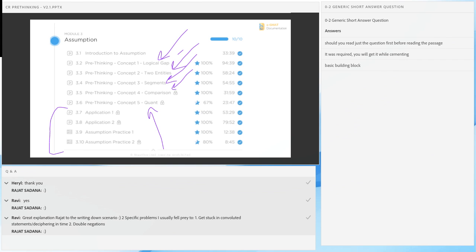Now, should you read the question stem before reading the passage? It's completely up to you. Once you build the mental ability to comprehend more information, then yes, you should read the question stem because it does save you about 5 to 7 seconds. But it has absolutely no bearing on whether you're going to answer questions correctly. It just is a slight time saver. That's it.